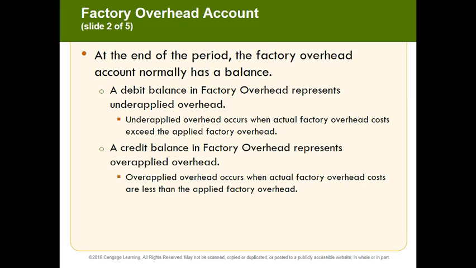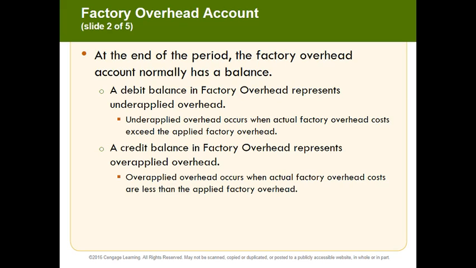Now, the predetermined factory overhead rate is based off those estimates, those standard costs, those things we're expecting, and then life happens. So when life happens, at the end of the period, so we're looking at the end of the year, our factory overhead account is going to usually have some kind of a balance in it. Now, if this is a debit balance in the factory overhead account, this means that we have underapplied our factory overhead. This usually occurs when our factory overhead costs exceeded the applied factory overhead. We experience some cost overruns.